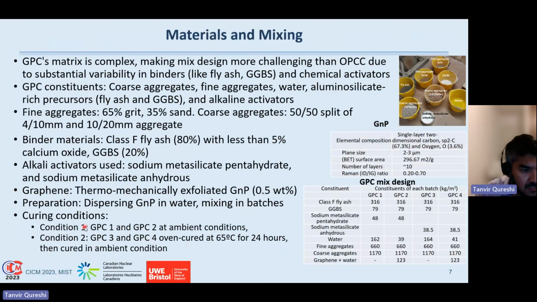And the first condition, GPC 1 and 2, is just curing after casting in ambient conditions. And GPC 3 and 4, we cured them in the oven at 65 degrees Celsius for 24 hours after casting, and then cured them in ambient conditions. And all the constituents are the same across the batches, and the difference is the sodium metasilicate pentahydrate and anhydrous, so two different types of alkali activators.